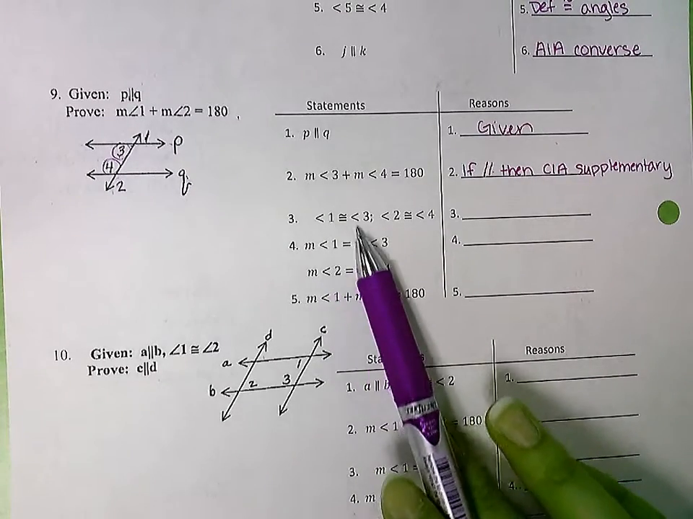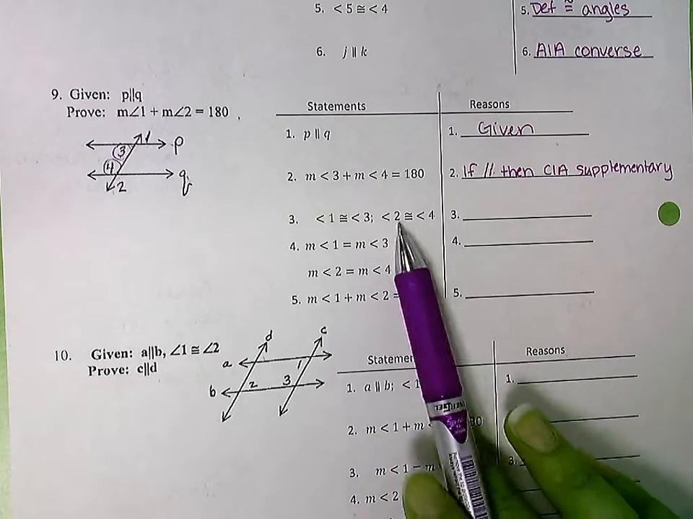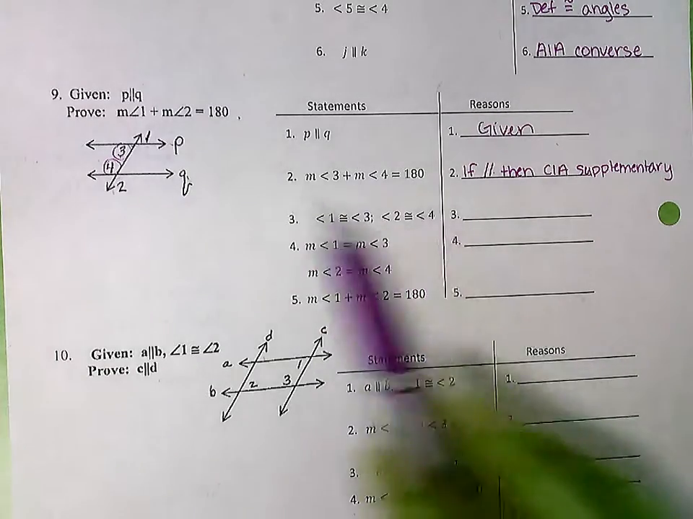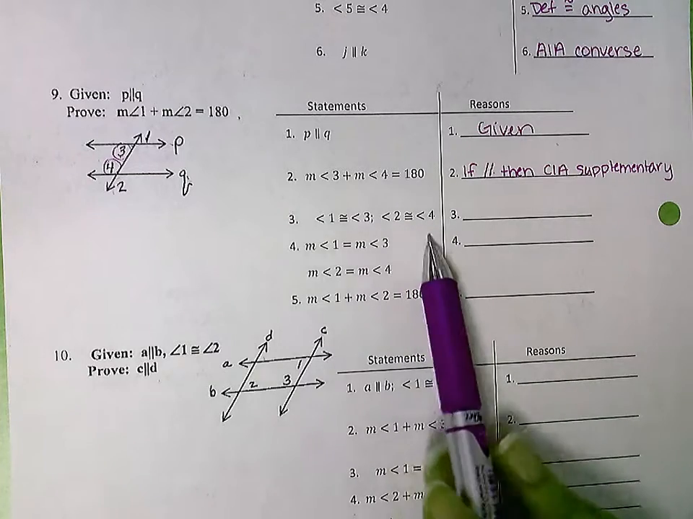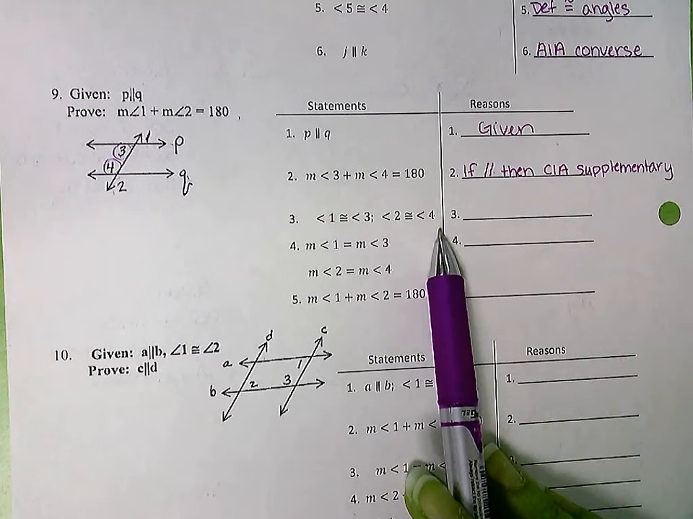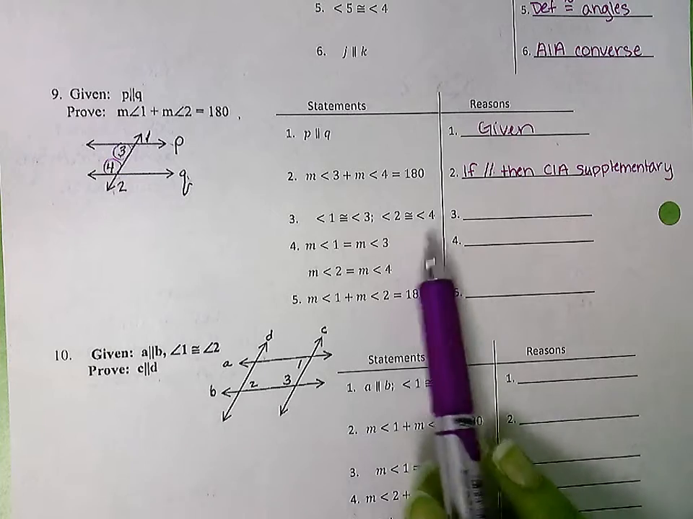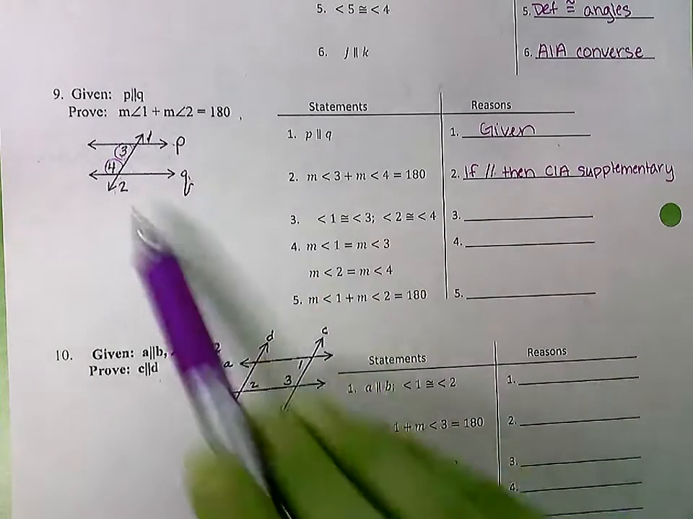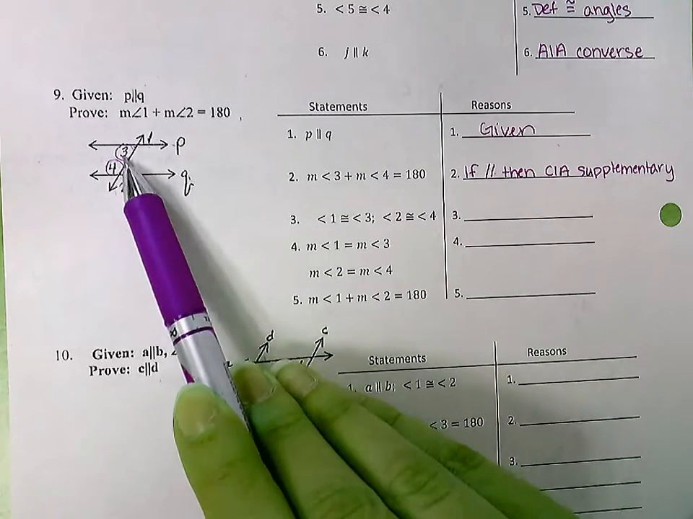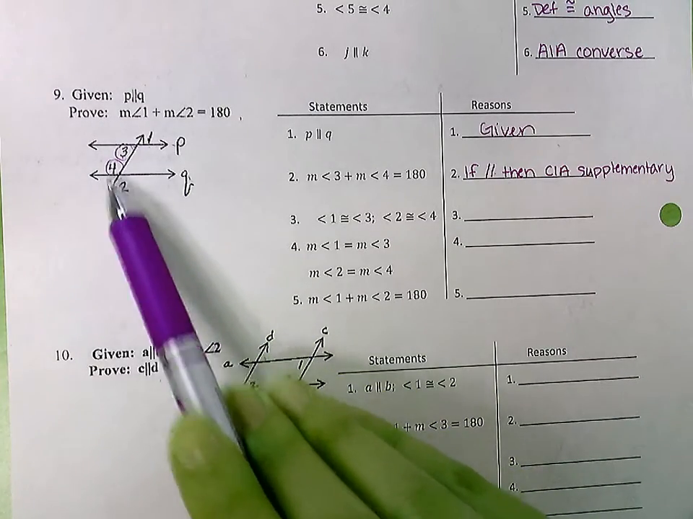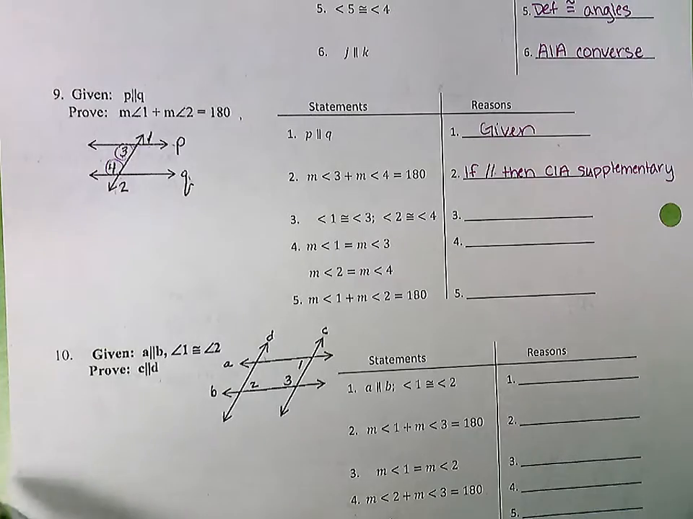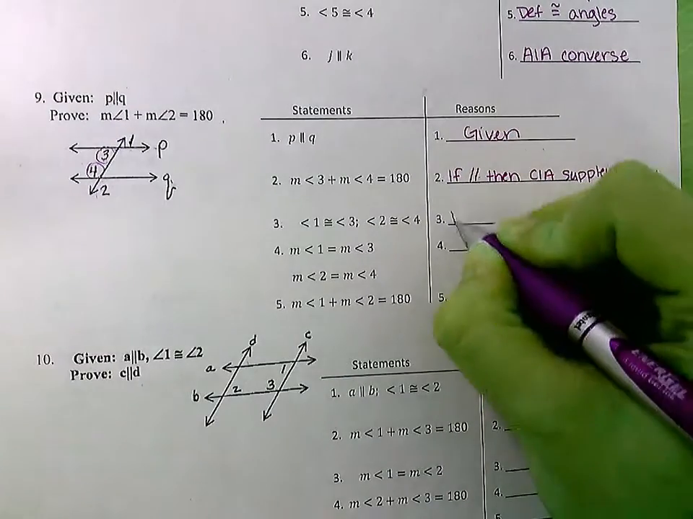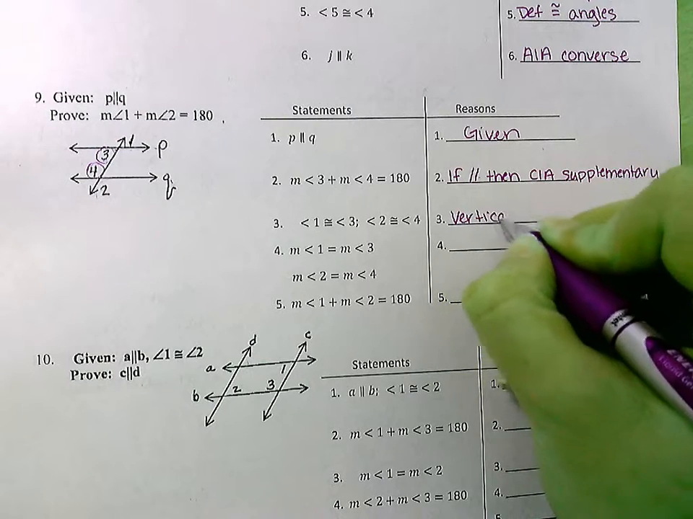Okay, next I want to go to statement 3. This says angle 1 is congruent to angle 3, and angle 2 is congruent to angle 4. My previous statements aren't helping me figure out why I said this. Where should I look? Is it vertical? Yes. Vertical. You should look at your picture. So I said 1 is congruent to 3 and 2 is congruent to 4. Those are vertical angles. Your vertical angles are congruent. That's what the vertical angle theorem says.